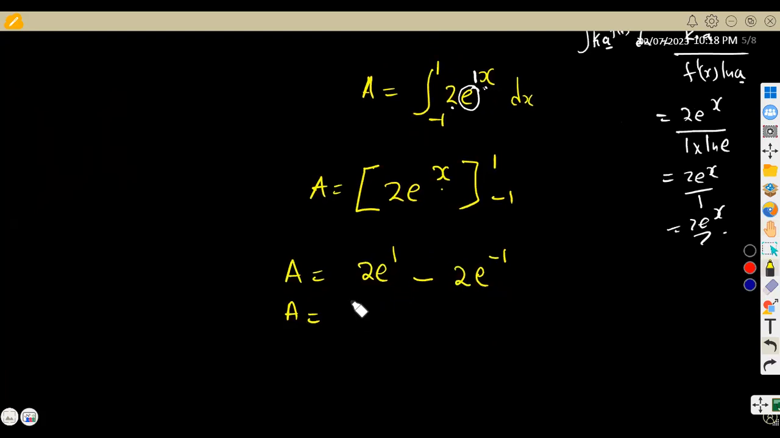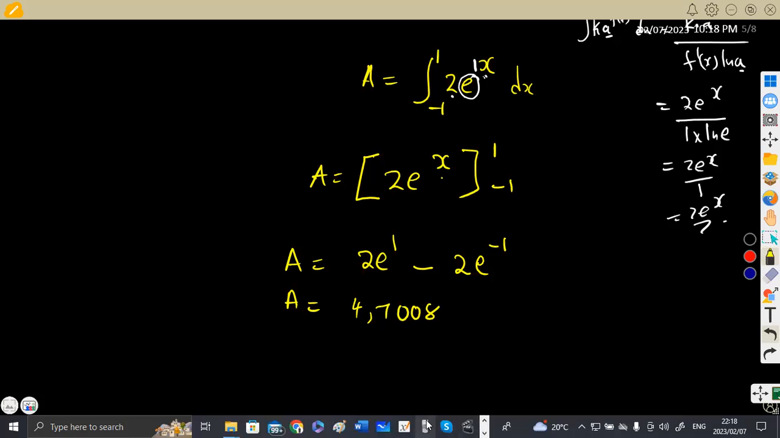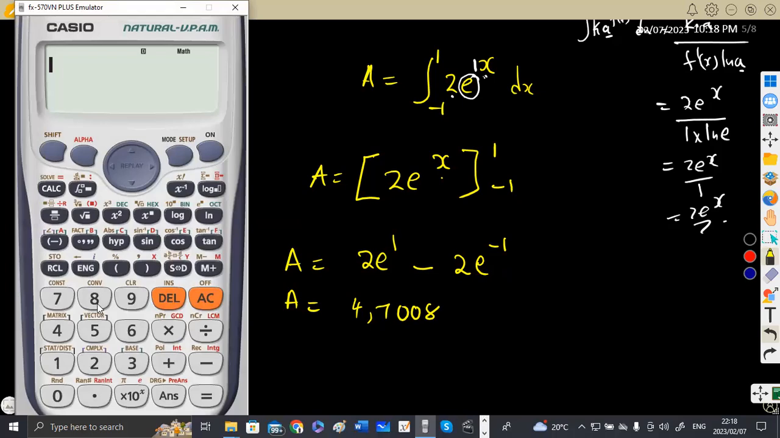So simplifying from our calculator, we are going to obtain something like 4.7008 something. Okay, let me just show the screen so that we can see the calculator here. All right, so what we see now, everything on the screen. So that's our calculator there. Okay, we just have to insert these values. So that's 2e, that's shift, we've got e here to the exponent of 1 minus 2, shift again, ln there, which is to the exponent of -1. So you're going to obtain something like this.